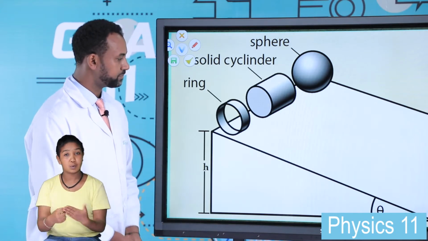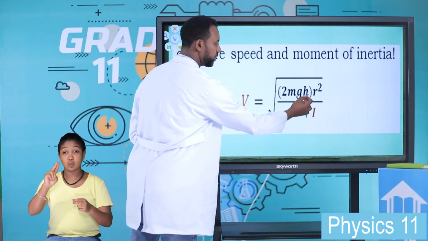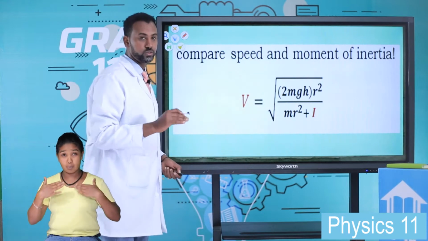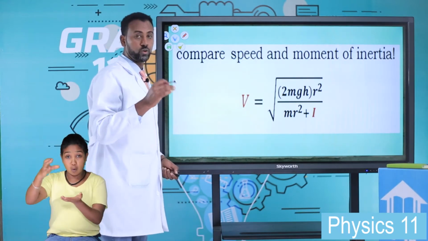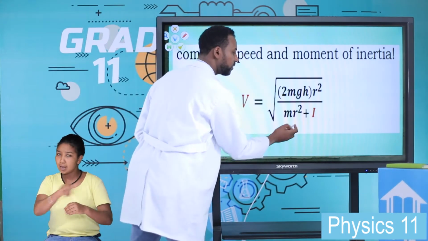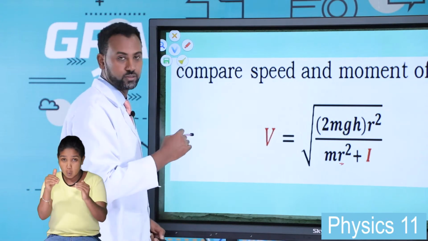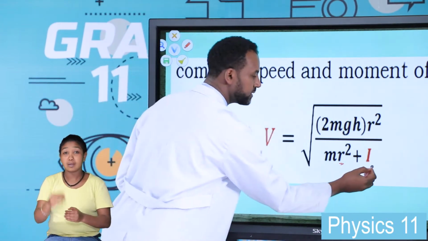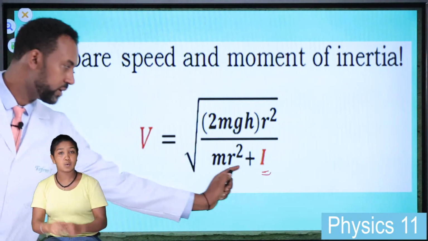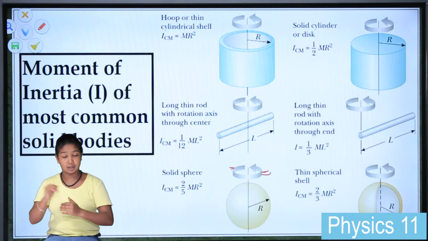So let's see. Here you have the speed, twice mgh r squared over mr squared plus I. All the bodies, the ring or hoop, the sphere, and the disk, have the same mass, the same radius, and are released from the same height. The only difference is their moment of inertia. So we should compare their moment of inertia.